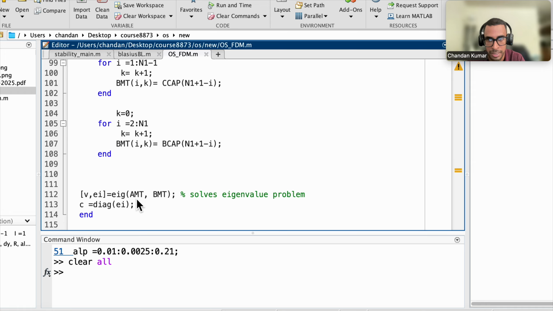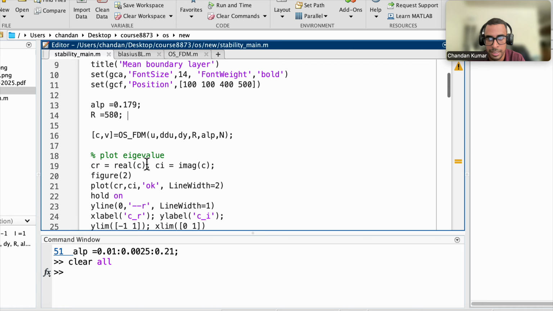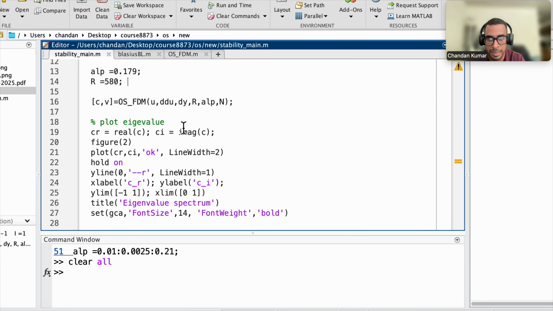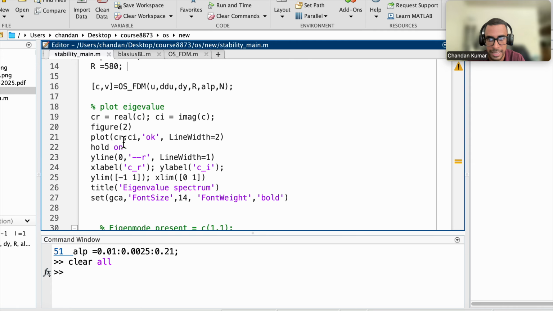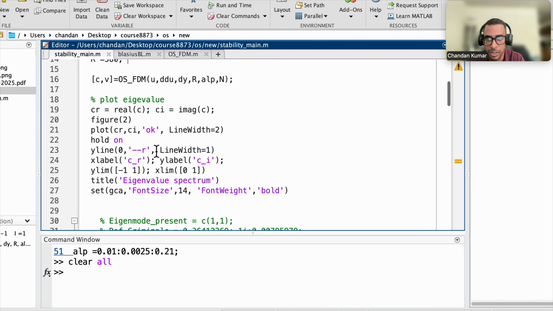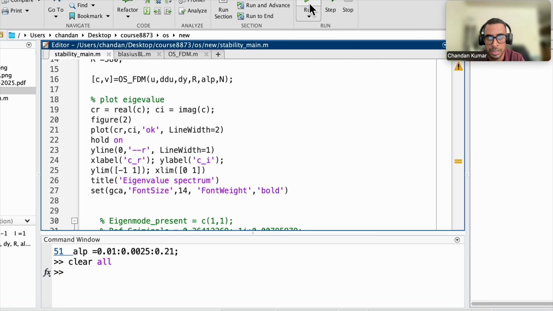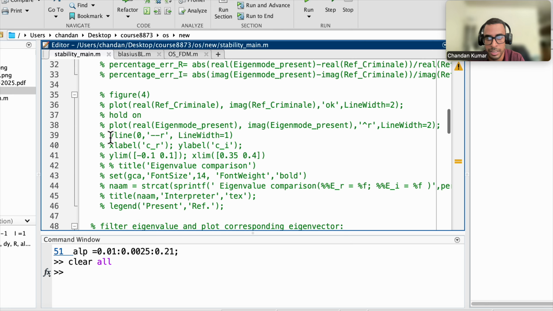So AMT is the A tilde, BMT is the B tilde, and it returns over here the V and EI. EI is the eigenvalue that goes into the C, and V is the eigenvector. And that returns over here, and then we plot the real part and imaginary part of the eigenvalue distribution to check whether we have any unstable eigenvalue or not. So let's go and run this code to see what we are getting out of it.